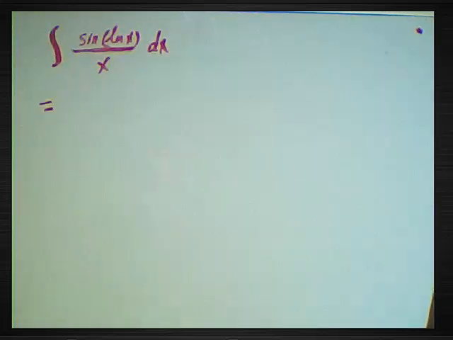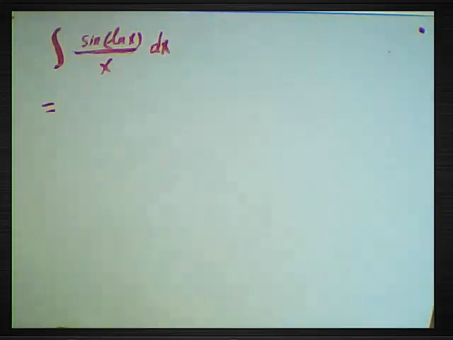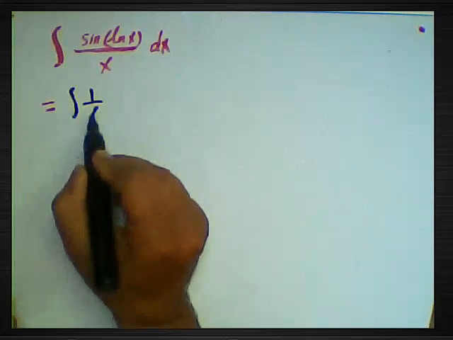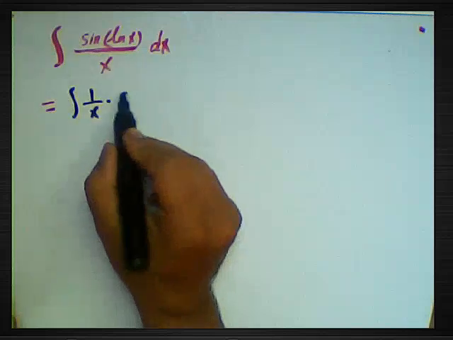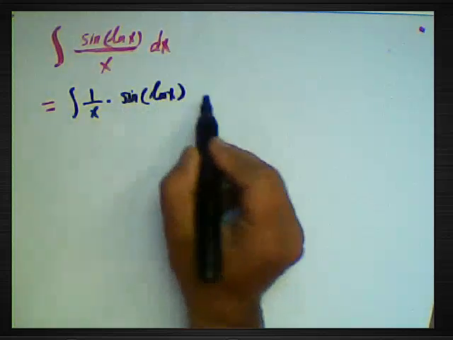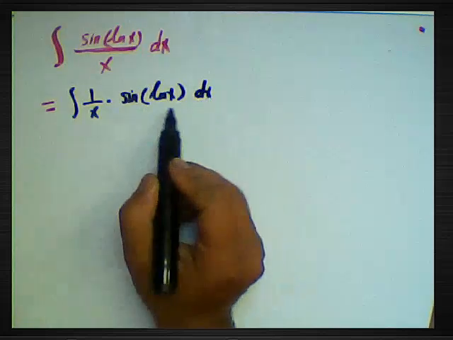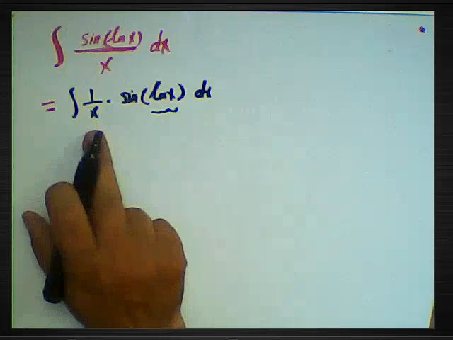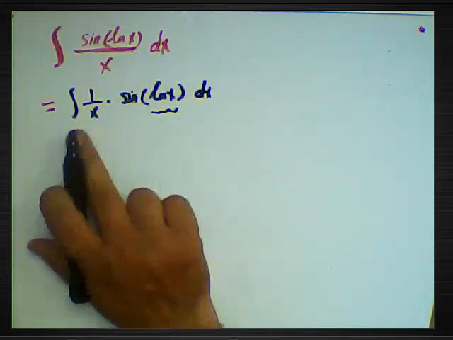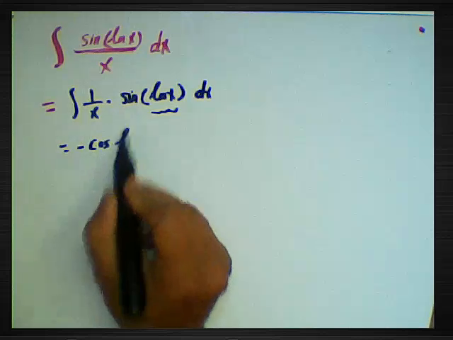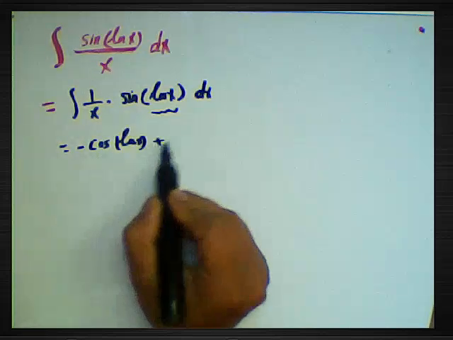Integration of sine of ln x over x dx. We can write the integration of 1 over x multiplied by sine ln of x dx. We know the derivative of ln of x equals 1 over x, so we can cancel the derivative and write the integration of sine, which will be negative cosine of ln of x plus constant.